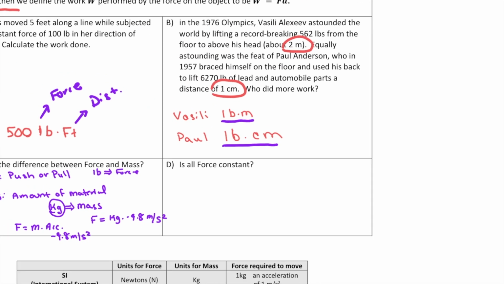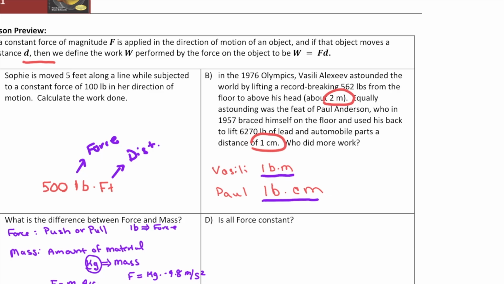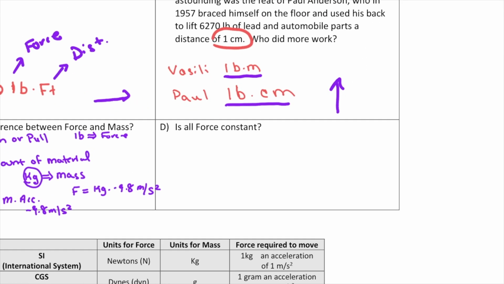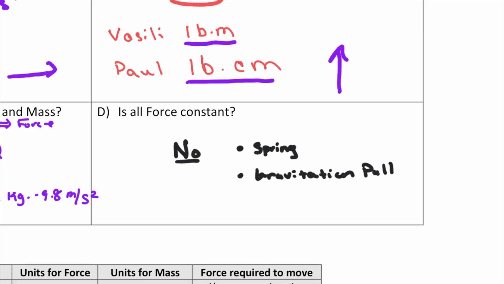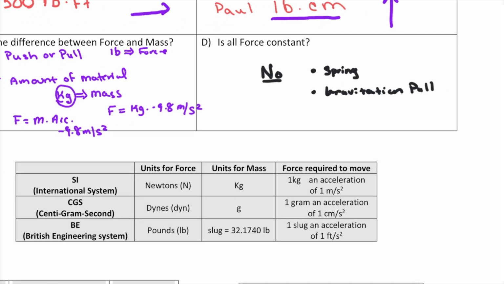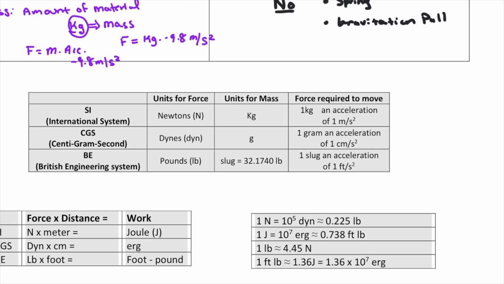Now, is all force constant? No. If you take another look, we were moving in a linear direction. So that linear direction was either horizontal or it was vertical when we were thinking about questions A and B. Is all force constant? No. Think about how much work it is to pull a spring or to push a spring. And also think about gravitational pull. It's much more challenging to get a rocket off the Earth than it is to fly the rocket once it gets out of the atmosphere.